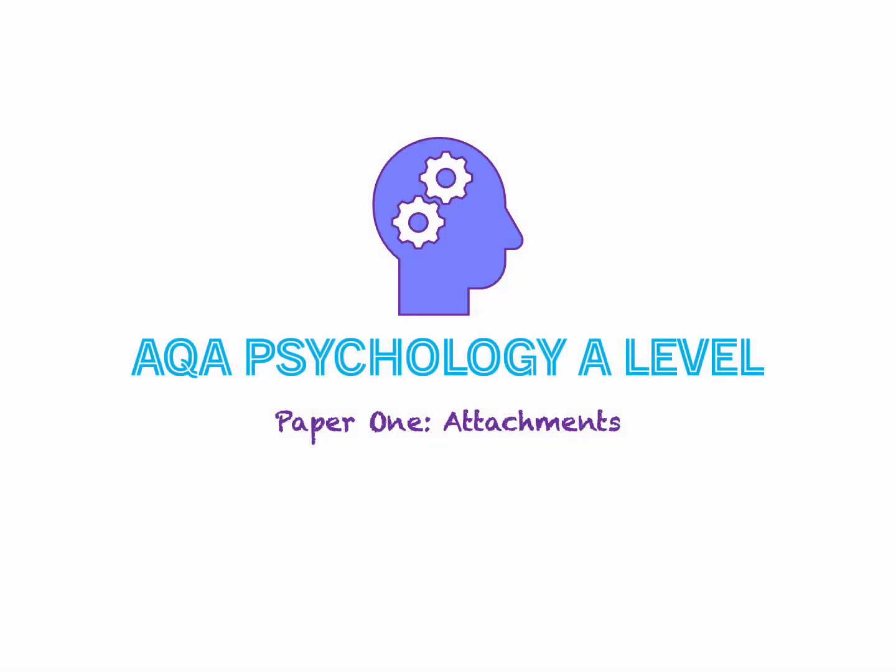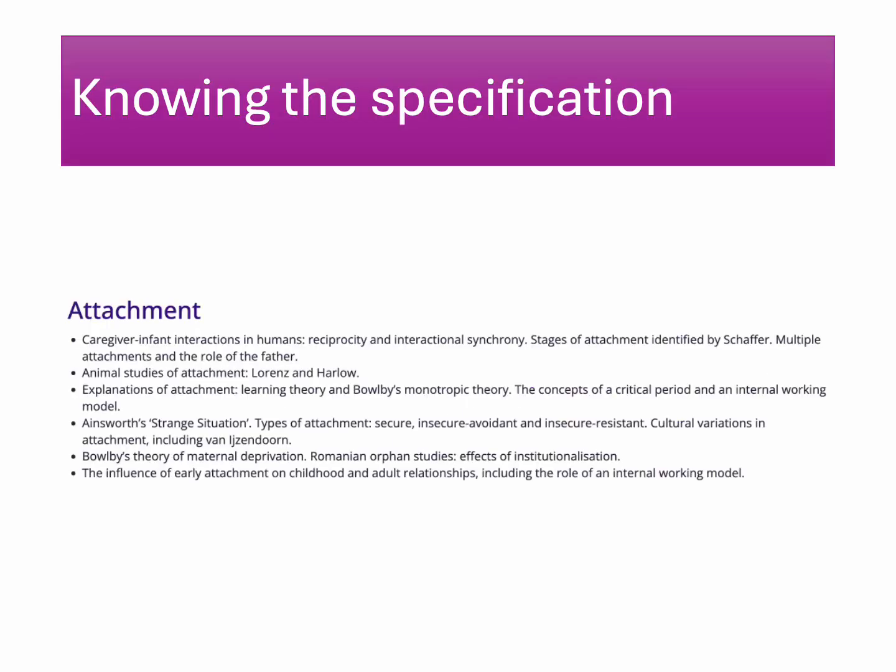This is an AQA Psychology A Level revision video for the paper 1 topic of attachments, with a specific focus on Romanian orphan studies and the effects of institutionalisation. So let's have a look at where this fits in terms of the bigger picture on the specification.